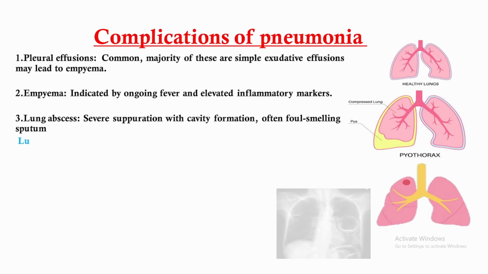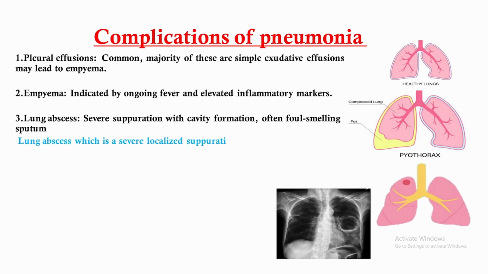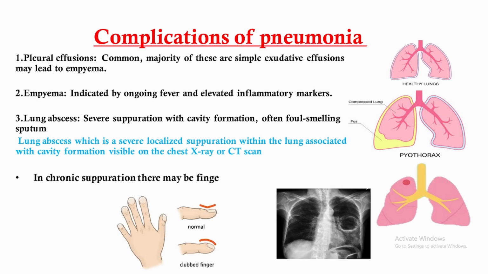visible on the chest X-ray or CT scan, often with a fluid level, which always indicates an air-liquid interface, is also a complication of pneumonia. Clinical features usually include persisting or worsening pneumonia, associated with the production of large quantities of sputum, which is often foul-smelling due to the growth of anaerobic organisms. In chronic suppuration there may be finger clubbing as well.